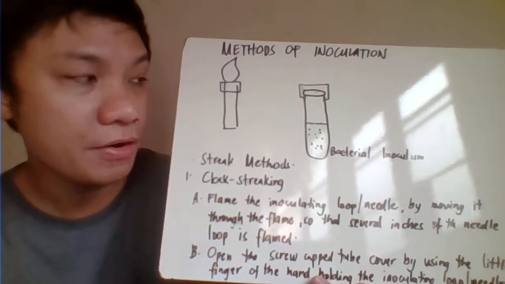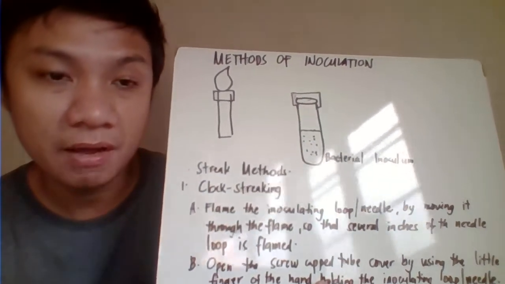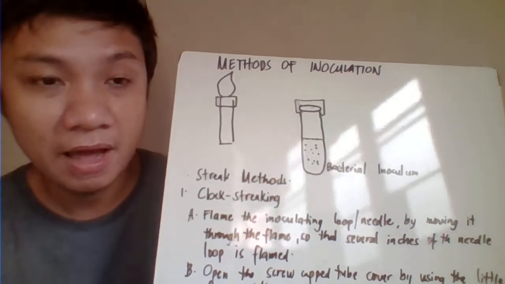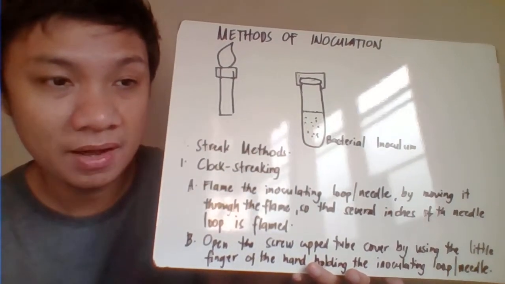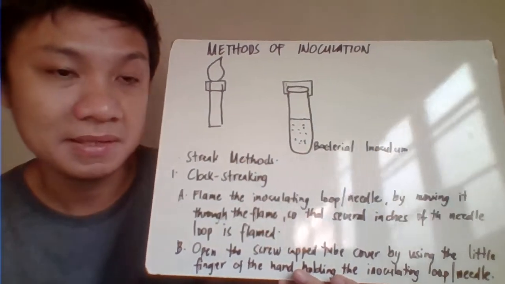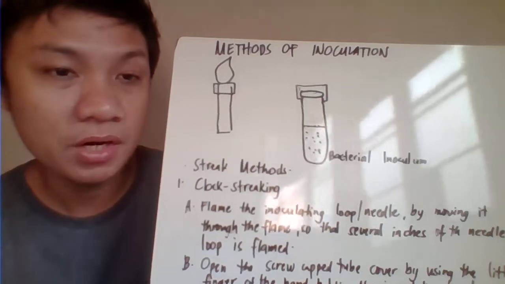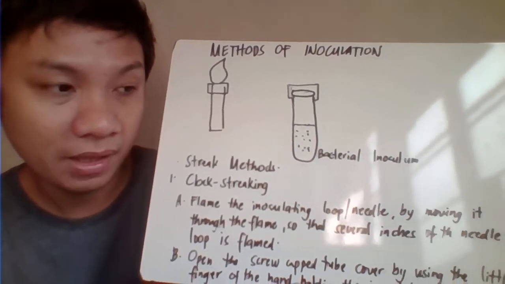you'll be needing is your flame. So you could have your Bunsen burner, you could also have your alcohol lamp, or others would have commercial flaming devices. But you can use your Bunsen burner. You can also use your alcohol lamp for that.